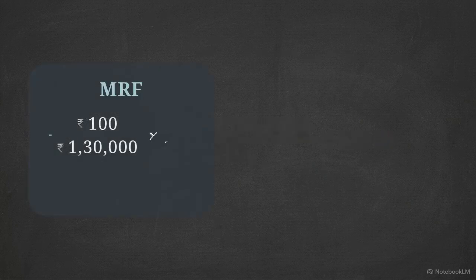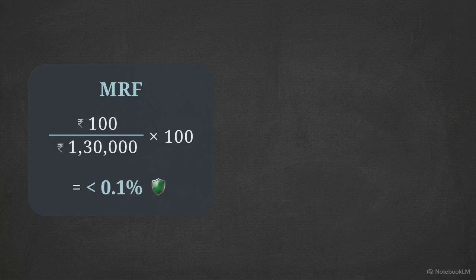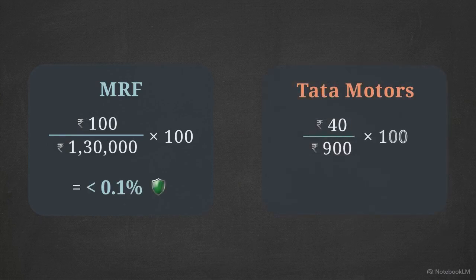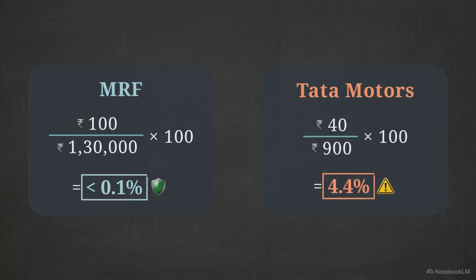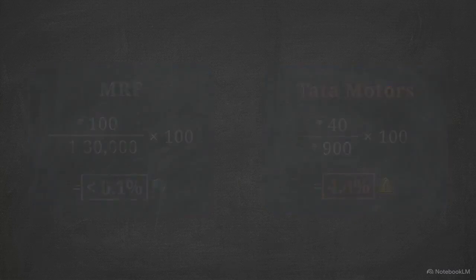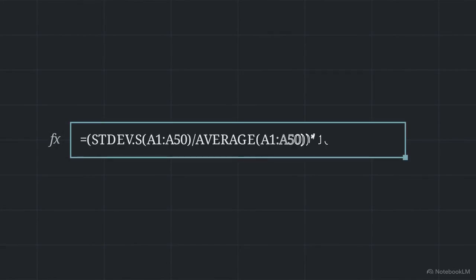Dividing MRF's 100 rupee deviation by its price yields a CV of less than 0.1%. Dividing Tata's 40 rupee deviation by 900 yields a CV of roughly 4.4%. Tata Motors is actually far more volatile relative to its price. Because Excel lacks a native CV function, business analysts construct it manually. You divide the sample standard deviation function by the average function and multiply by 100.